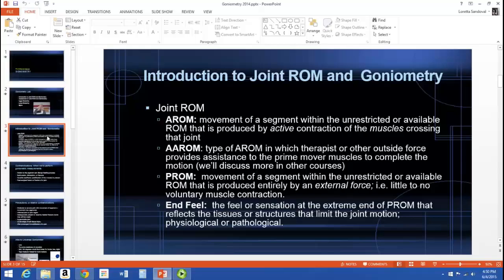tissue approximation. A pathological end feel, it's limited by something that's not normal. So it's a bony block or an injury of some sort, or limited by pain. That's a pathological end feel. So you might get to a point in passive range of motion where you can't go any farther because the person objects because they're in pain. And so you don't actually get an end feel, and you document that as an empty end feel.